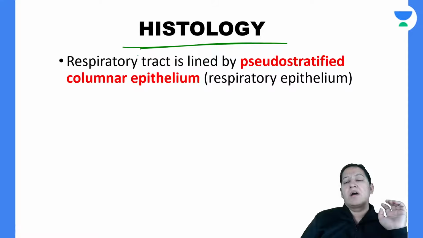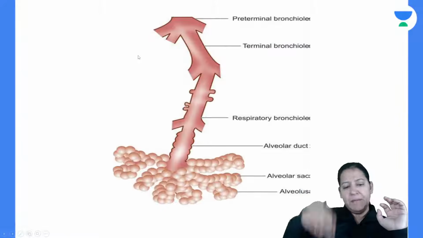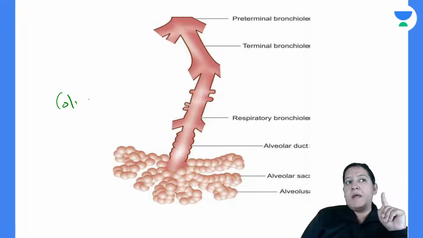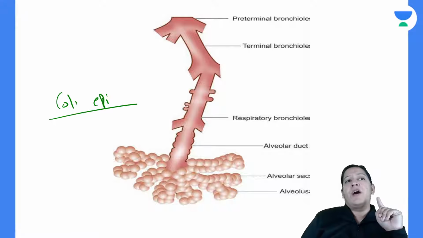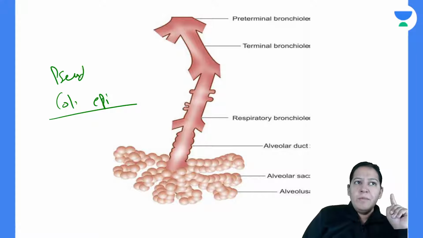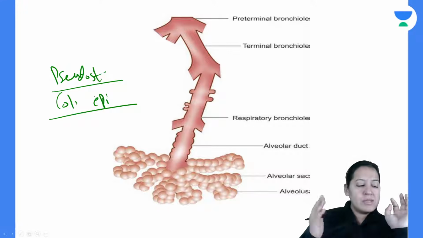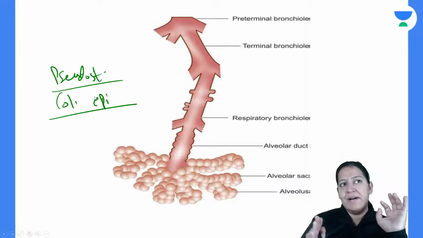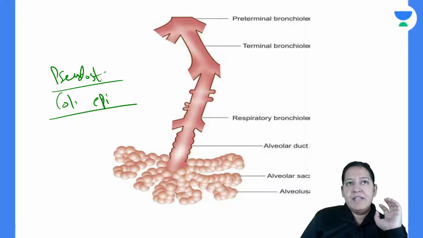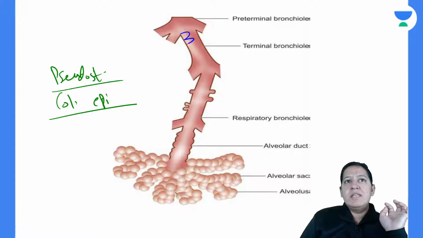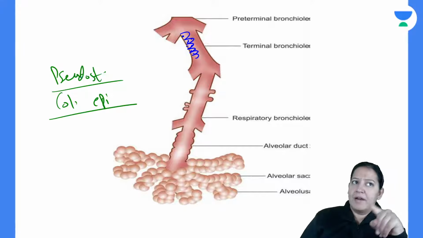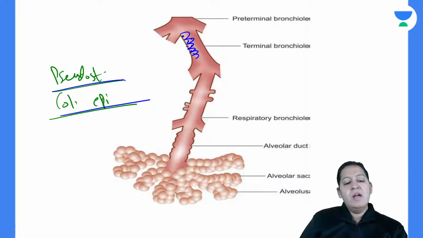What is the histology of the lung? The entire respiratory tree is lined by columnar epithelia. It is a special type of columnar epithelia which is pseudo-stratified. What do you mean by pseudo-stratification? It looks multi-layered, but it is not actually multi-layered. Because the location of the nucleus is at different levels, the cells look multi-layered. Let me draw a few cells here. These are the cells of columnar epithelia. The nucleus is here, here, here. It looks multi-layered, but it is a single layer. So it is known as pseudo-stratified ciliated columnar epithelia.